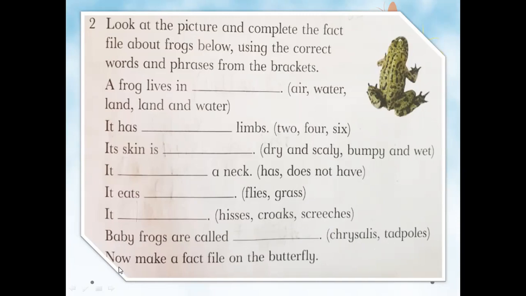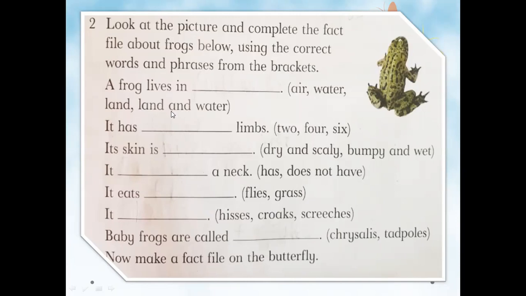Now the next question is, make a fact file on a butterfly. Now you will do it. There are no sentences like for the frog here on a butterfly. You will make a file that shows facts of a butterfly like these sentences. You will make any 4 or 5 sentences on a butterfly that show the facts of a butterfly.